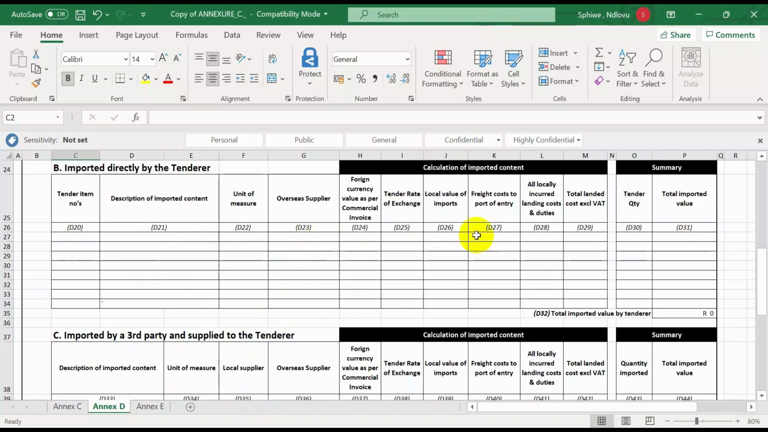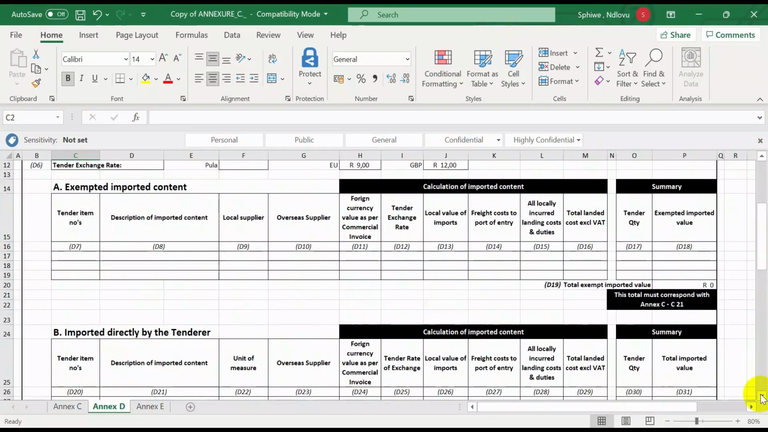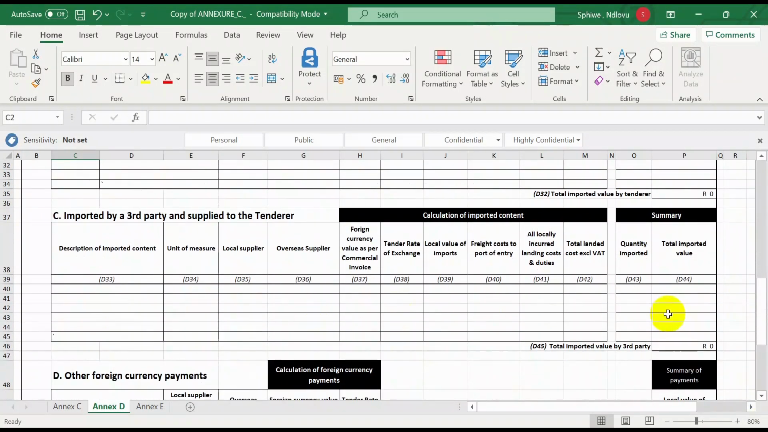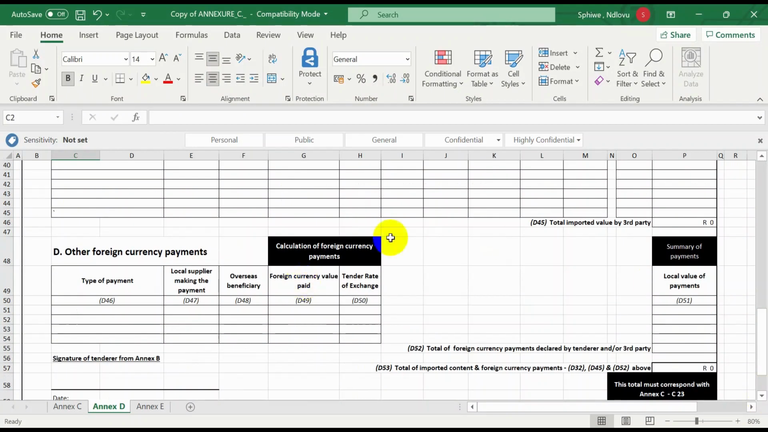I'm not going to go through all this because it's the same information as what was contained under exempted import content. So you will follow the very same principle to complete the rest of the documents here. And then the next thing is the other foreign currency payments. If over and above whatever you have paid, there are other things they want you to pay for, then you will put all those things here, and then your D51 will be the summary of all those local payments.